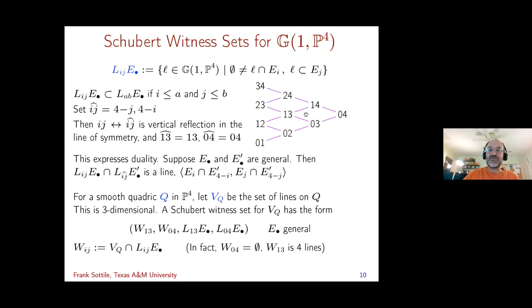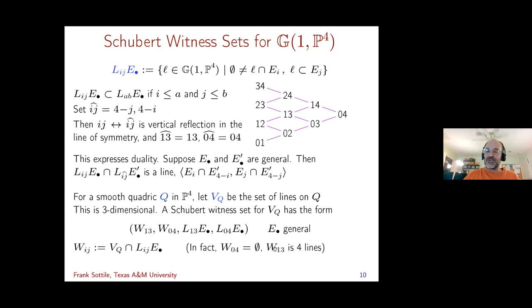And so the Schubert witness set for V_Q comes from the data in the middle line here. It's a pair of sets, W13 and W04, and two Schubert varieties for E general, where Wij is the points in V_Q. These are the lines that lie in the quadric that also lie in that Schubert variety. And it's not hard to see that W04 is empty, because to be in W04, your line has to meet a general point E0 in E dot. And a general point does not lie in the quadric. So there are no lines in the quadric that meet a general point. And the other one is four lines, and I won't get into that.